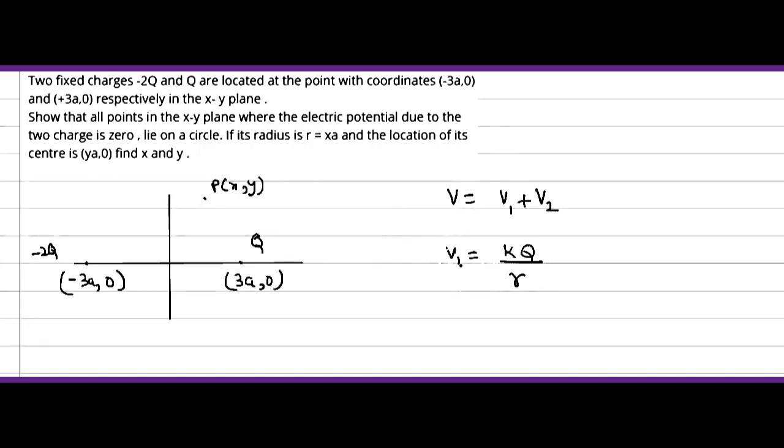So we call this one 1 and this one 2. V1 would be K Q1 divided by R1, and V2 would be equal to K Q2 divided by R2, where R1 and R2 are the distances. From where to where are the distances?